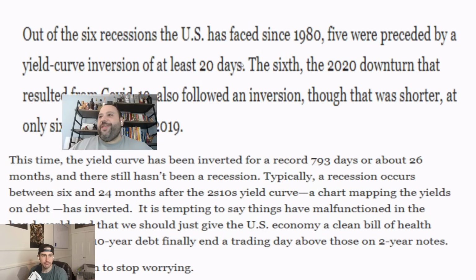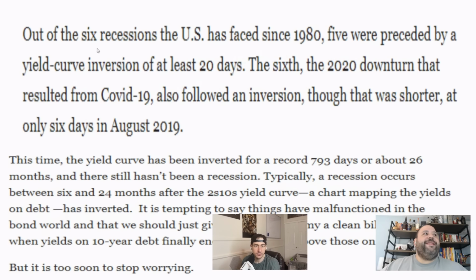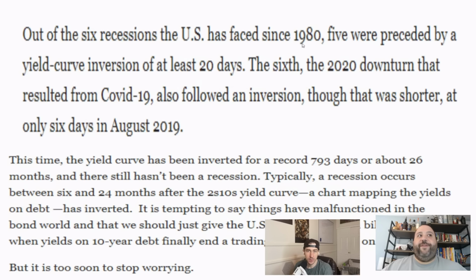So a few articles I pulled some snippets from here, but out of the last 6 recessions the U.S. has faced since 1980, 5 were preceded by a yield inversion of at least 20 days. All right, this one's well past 20 days. The actual record is in here. Yeah, 793 days. Ridiculous.